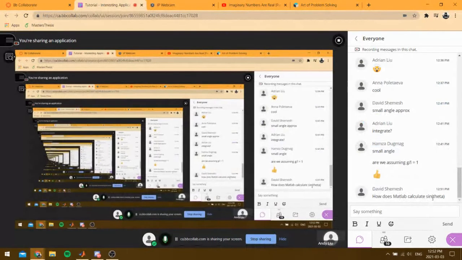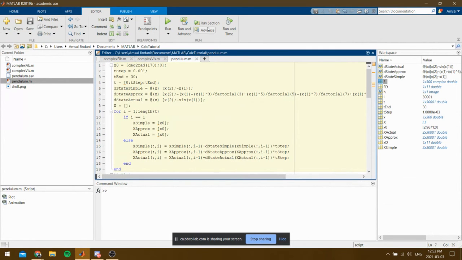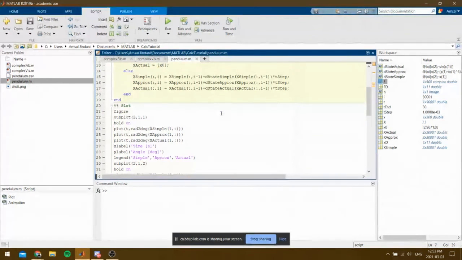Question, how does MATLAB calculate sine theta? It has a much smarter way that does not involve using a Taylor series expansion, because Taylor series expansions use a lot of computation. There are a lot more steps in a Taylor expansion, whereas there are much smarter ways to calculate the sine of angles. That's a pretty good question, though.